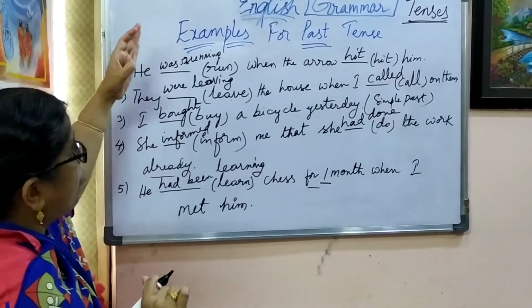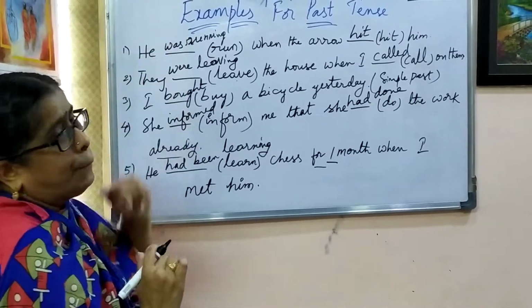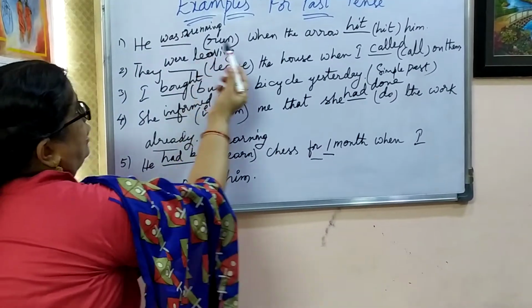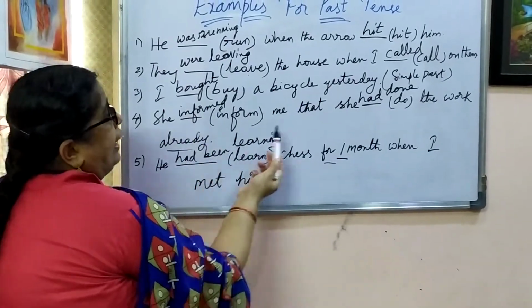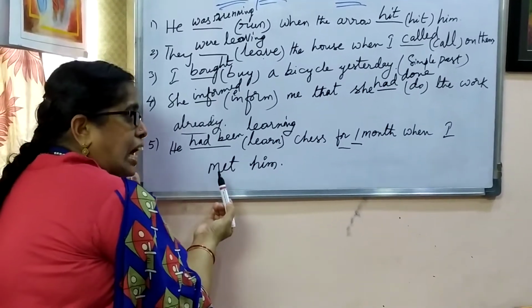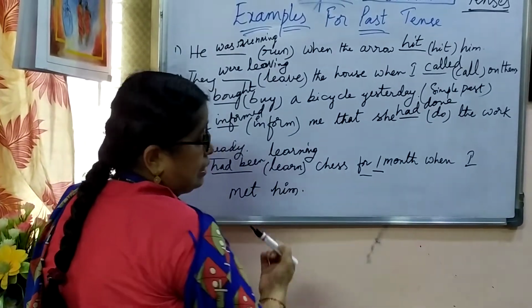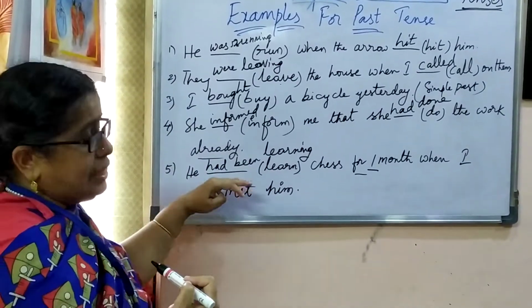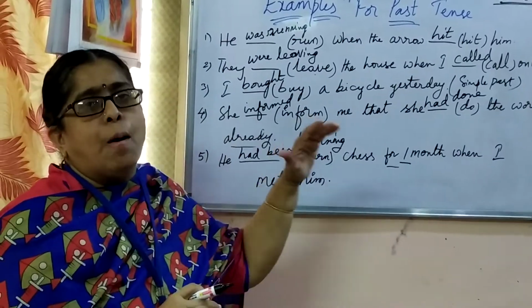These are the various examples for the four subtenses of the past tense. Here we used past continuous and simple past, here again simple past, and here past perfect tense. And finally, in the last example, we used past perfect continuous tense because the situation is given like that. These are the examples for the past tense.